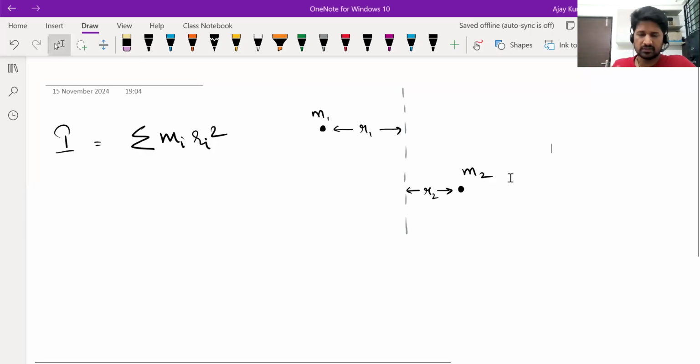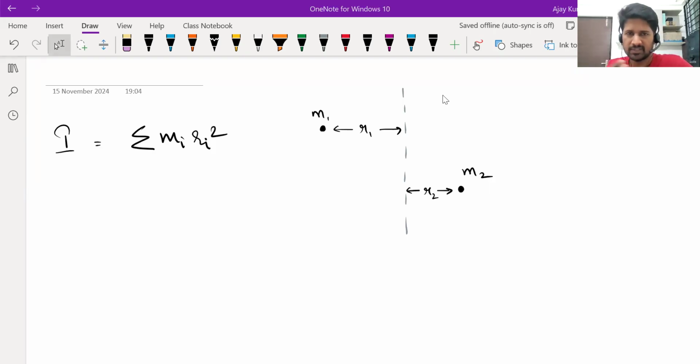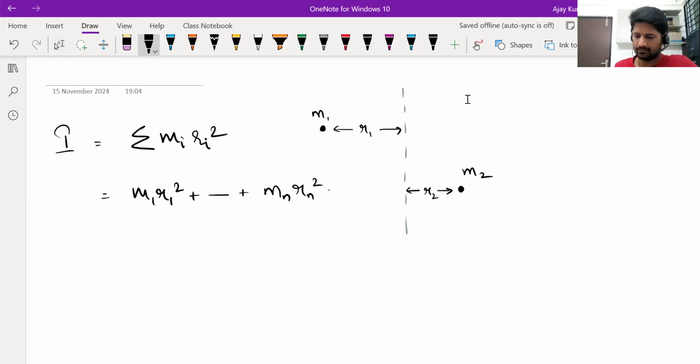So this is the basic formula for moment of inertia. I is equal to sigma mi ri square. If you have a system which is a collection of discrete particles, meaning separate particles, then you can calculate it this way: moment of inertia is m1 r1 square plus m2 r2 square, and so on up to mn rn square.